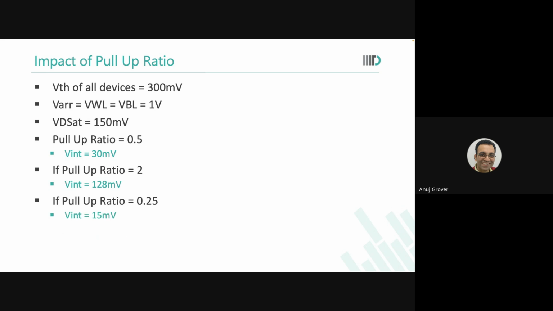Pull-up ratio is the strength, or W by L, of the PMOS upon the W by L of the pass gate. So you want the PMOS to be weak. Why do you want the PMOS to be weak? Because you want the PMOS to give lesser charge on the side where you are discharging the internal node. Are you with me? So you want it to fight less. So you want the PMOS to be weak. So pull-up ratio has to be less than 1.